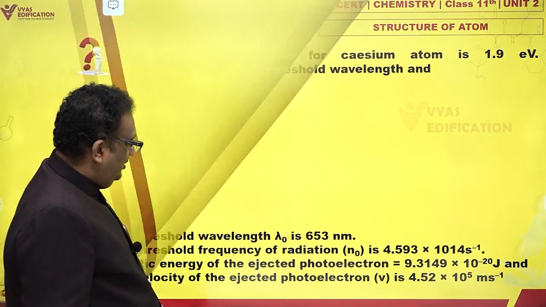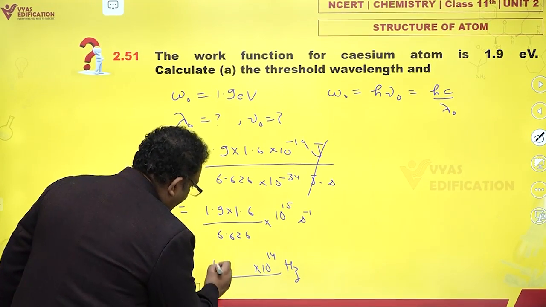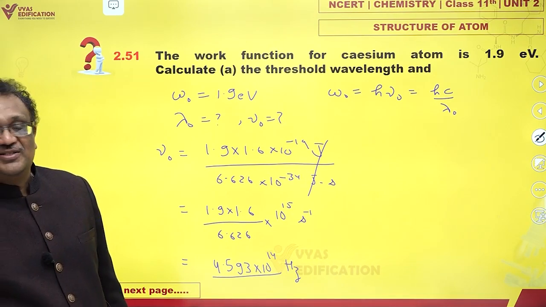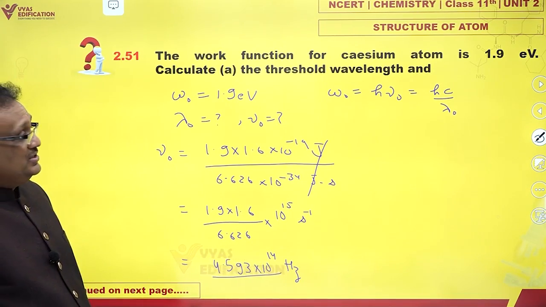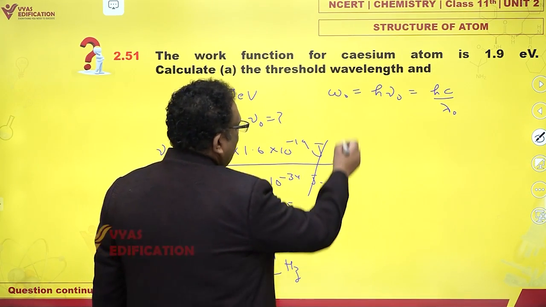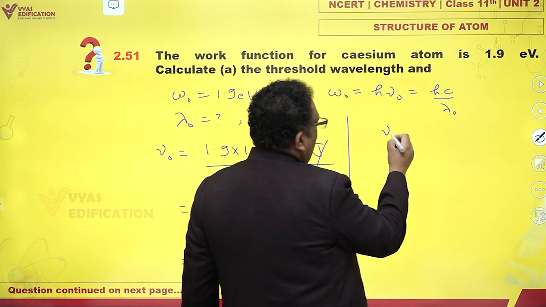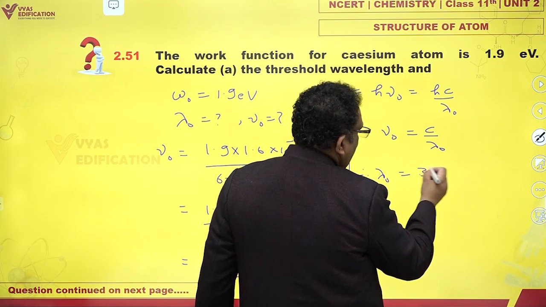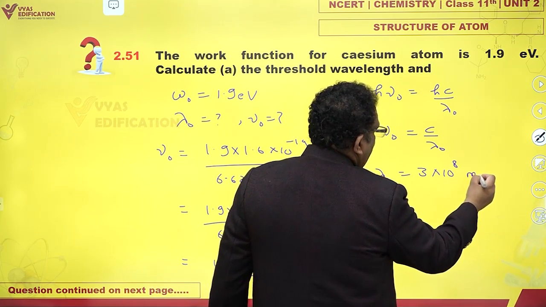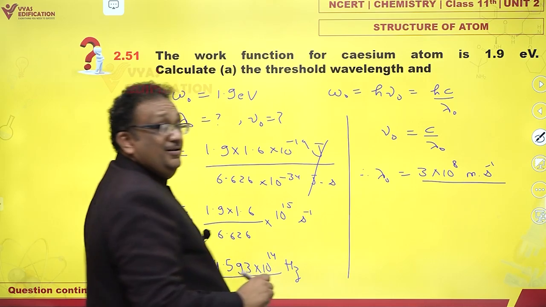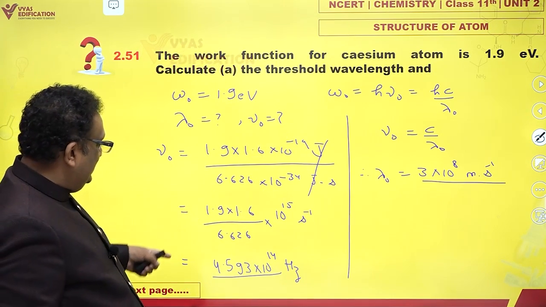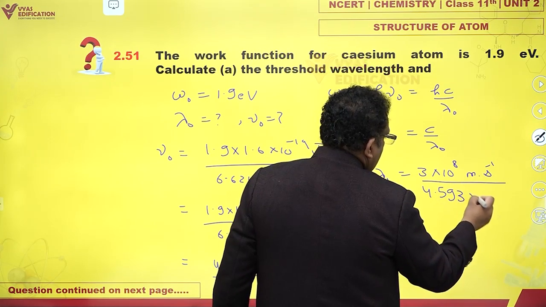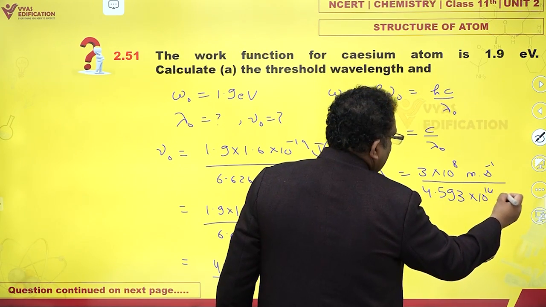4.593. Let me write it down for you. 4.593 into 10 raised to 14 hertz. This is the threshold frequency, right? What about the threshold wavelength? Nu naught is c by lambda naught. Therefore, lambda naught will be 3 into 10 raised to 8 meters per second divided by the threshold frequency, 4.593 into 10 raised to 14 per second.